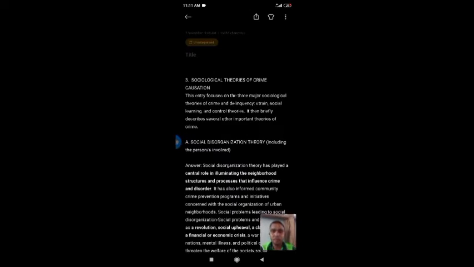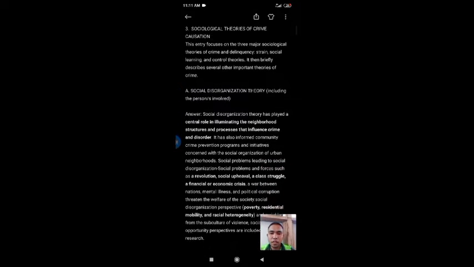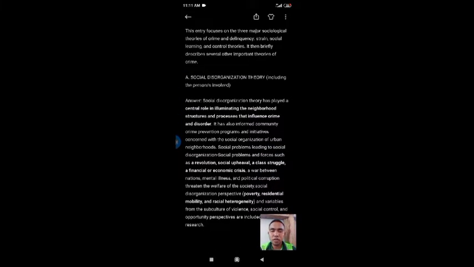So number 3, sociological theories of crime causation. This entry focuses on the three major sociological theories of crime and delinquency: strain, social learning, and control theories. It then briefly describes several other important theories of crime. So A is social disorganization theory.